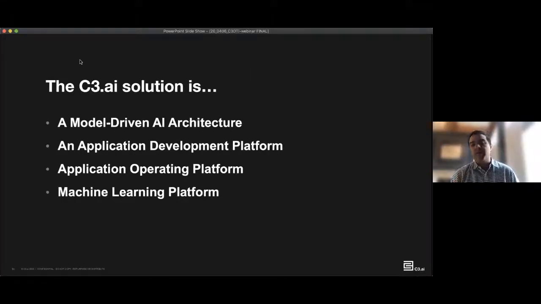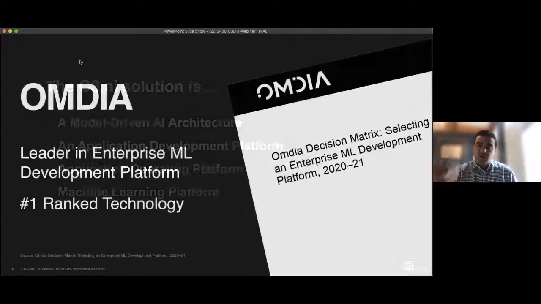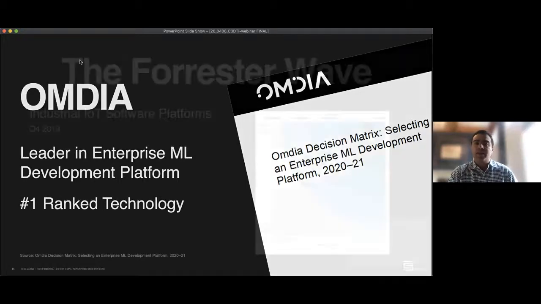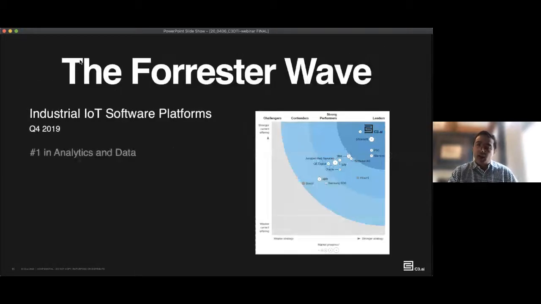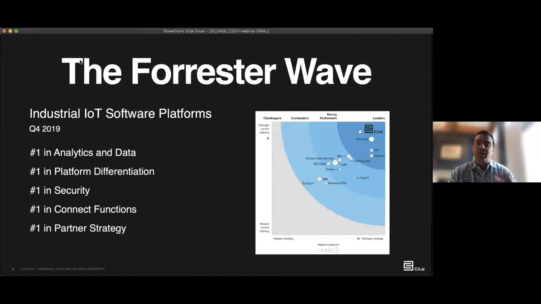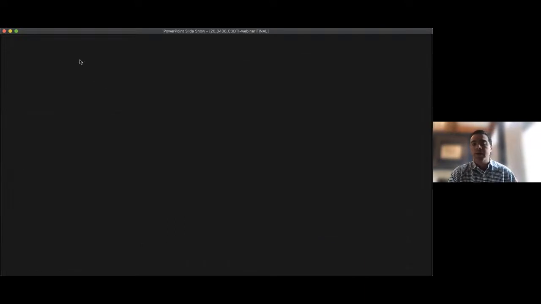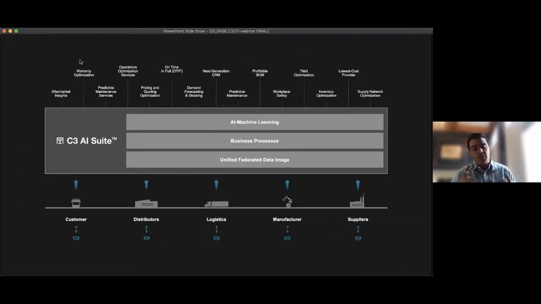It has been, just quickly, named a leader by Ovum, Omdia. It's been named a leader by Forrester, all in analytics and data, all in security and platform differentiation, and ease of use. And it's #1 in strength and market offering as well from a competitive perspective. Also, Bloomberg is rated at the #1 offering as well. So a lot of external validation in addition to the customers.